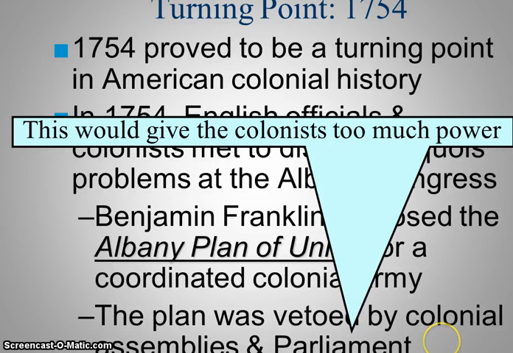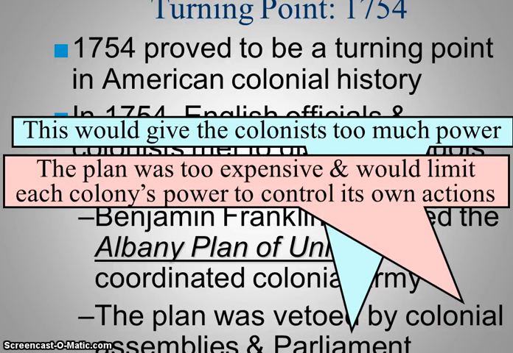Parliament refused it because it feared that it would give the colonists too much power. And it was too expensive and would limit each colony's power to control its own actions. So already you're starting to see some of the arguments that come up when we go to draft a constitution. These unique colonies, or what become unique states, don't always get along with everything and don't want to be told what to do by some centralized government.